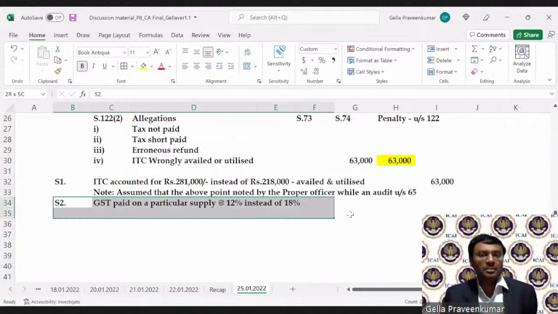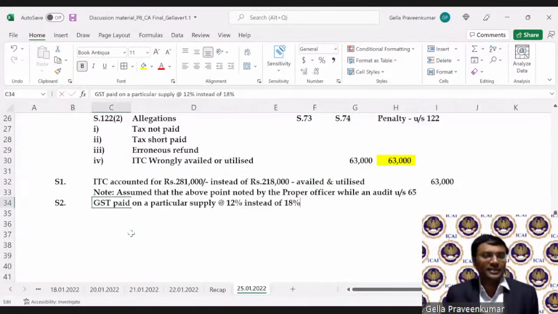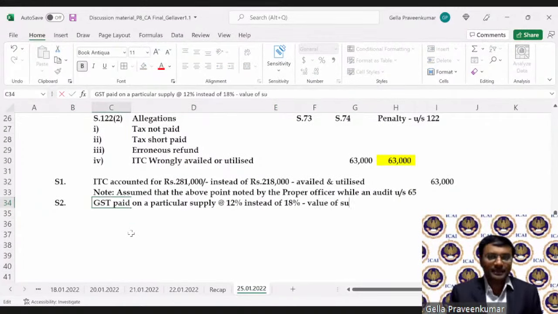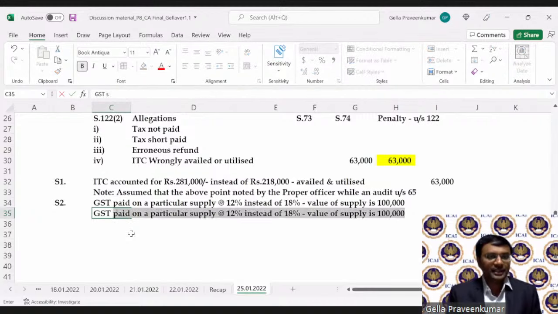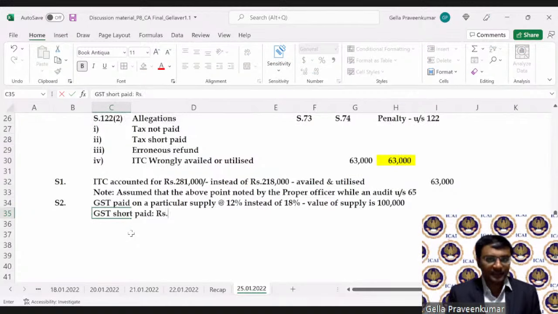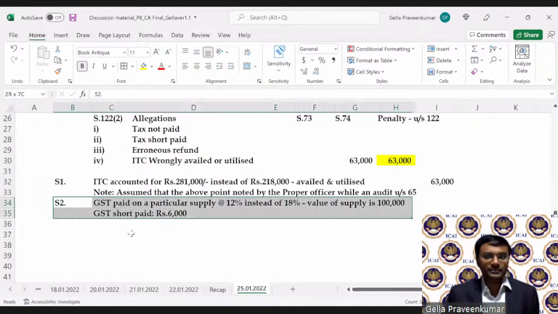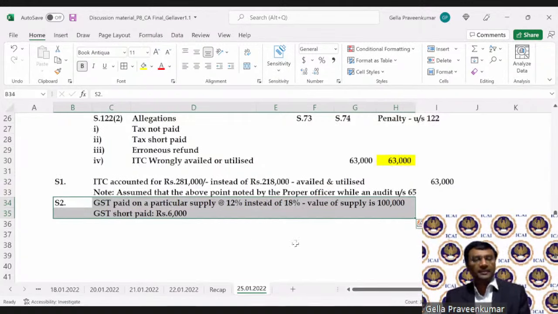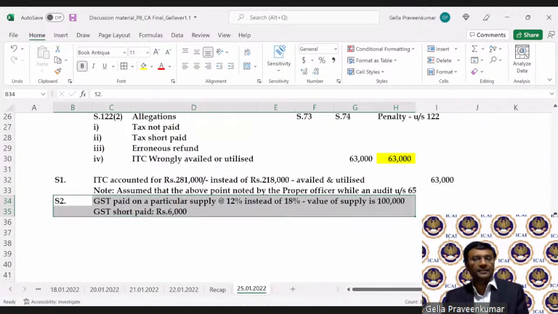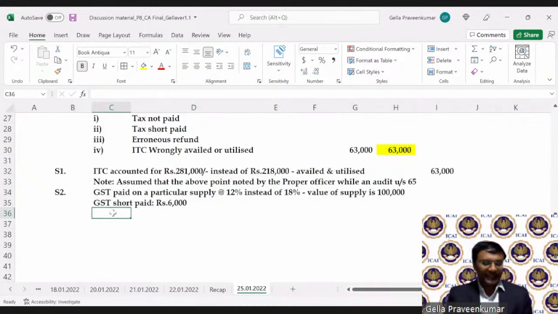Yes. Now, point number 2. GST has been paid on a particular supply at the rate of 12% instead of 18%. Value of supply is, say, 1 lakh. So, GST short paid 6%, that is rupees 6,000. First step number 2: how do you determine? GST paid on a particular supply at 12% instead of 18%. Value of supply is 1 lakh. Now, before you make your opinion, I'll just give a clarity mark.